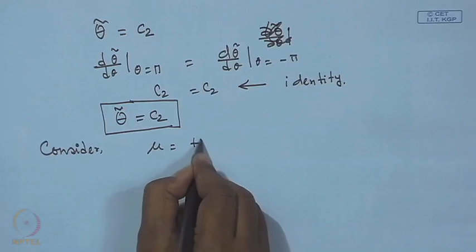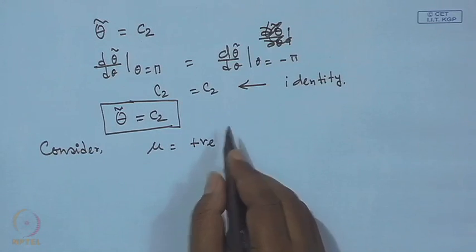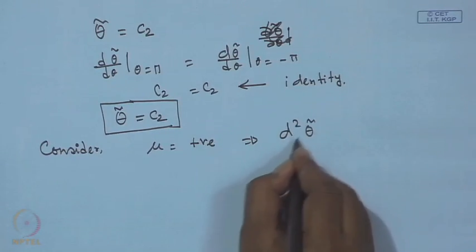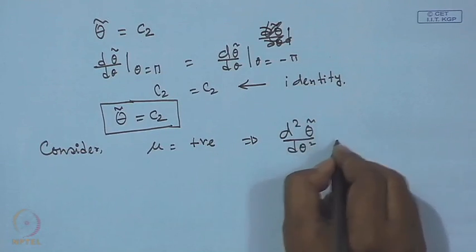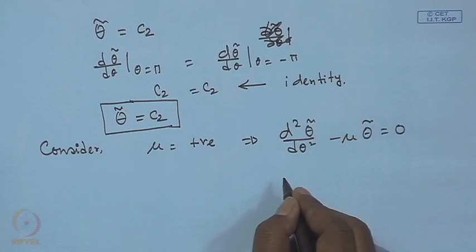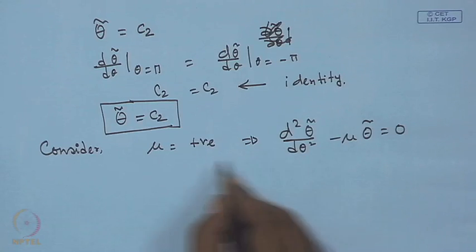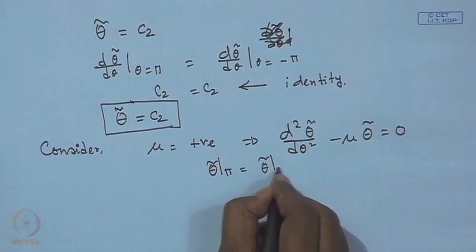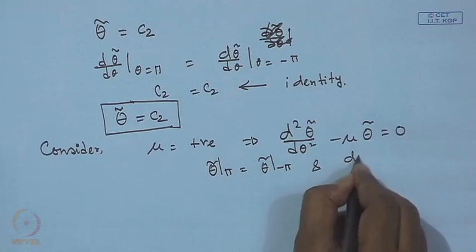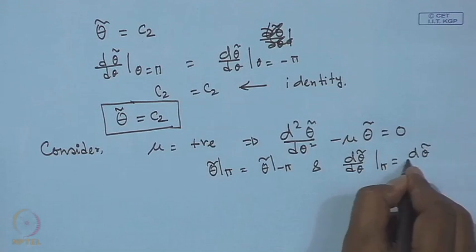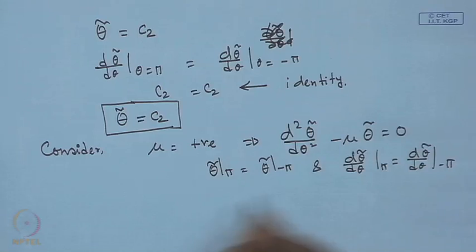Now, let us consider mu positive. If mu is positive, you can go ahead with the solution, that means d square theta hat d theta square minus mu theta hat is equal to 0. You utilize the boundary conditions that theta hat at pi is equal to theta hat at minus pi and d theta hat d theta at pi is equal to d theta hat d theta at minus pi. You will be landing up with a trivial solution. I am not going to do that.